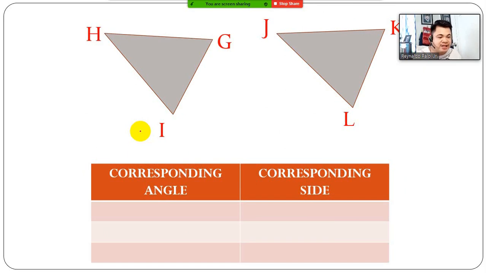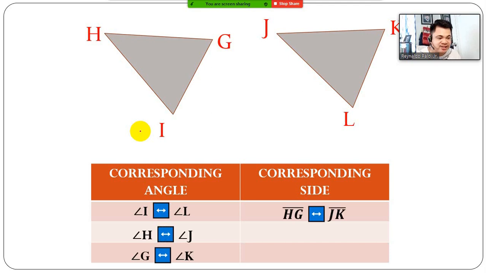Let's have the corresponding angles and corresponding sides. Let's start with the corresponding angles. Angle I corresponds to angle L. Angle H corresponds to angle J. Angle G corresponds to angle K. Now let's have the corresponding sides. Segment HG corresponds to segment JK. Segment HI corresponds to segment JL. And segment GI corresponds to segment KL.